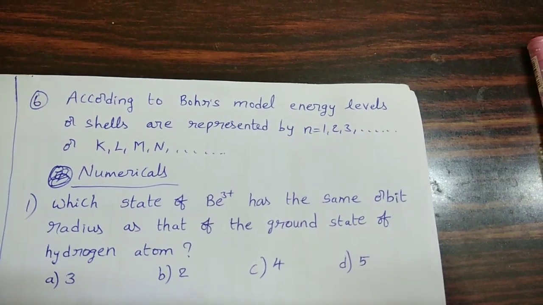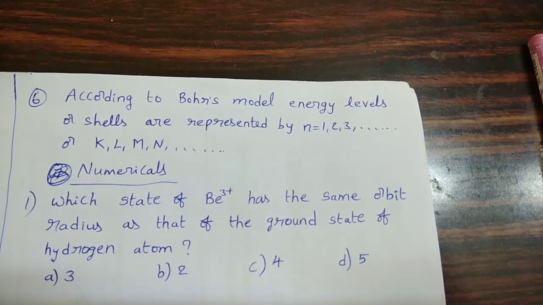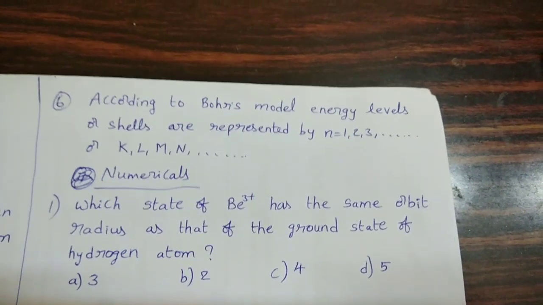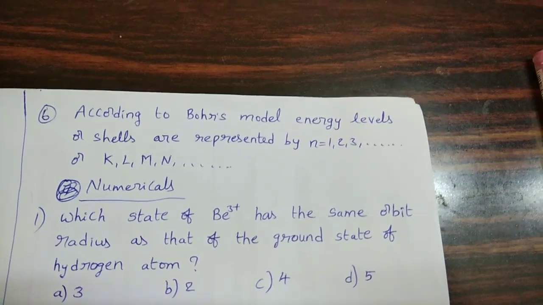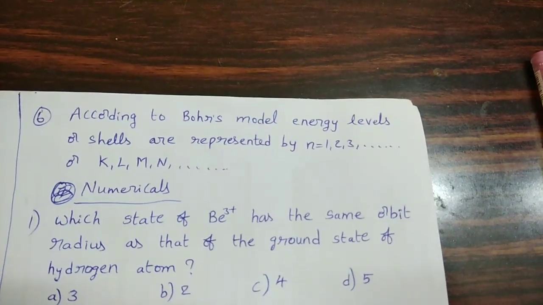In last class we completed the radius expression. That means the expression for the calculation of the radius of the orbit. Now, continuation part of Bohr's model.